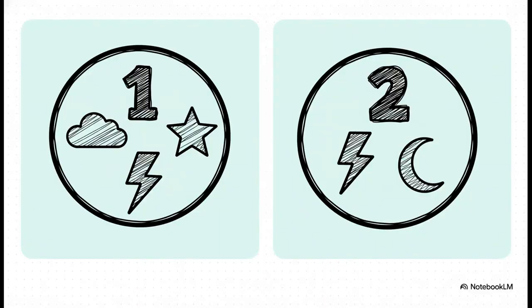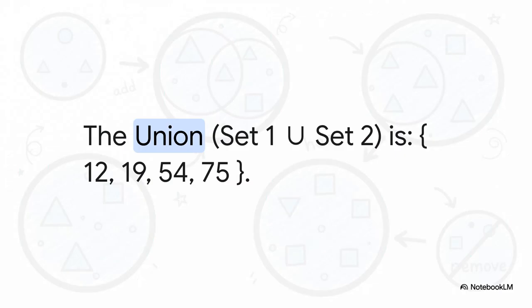So let's use these two sets as our guinea pigs. We've got set 1 with 54, 19, and 75, and we've got set 2 with 75 and 12. So what's their union going to look like? Well, you just dump everything from both sets into a new one. We get the 54, the 19, and the 12.